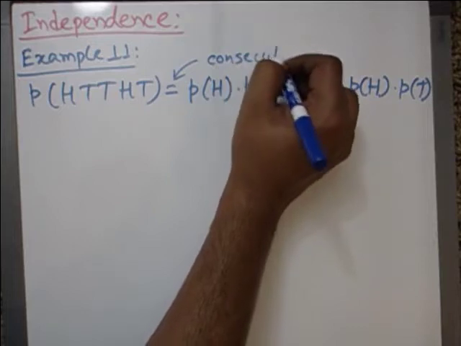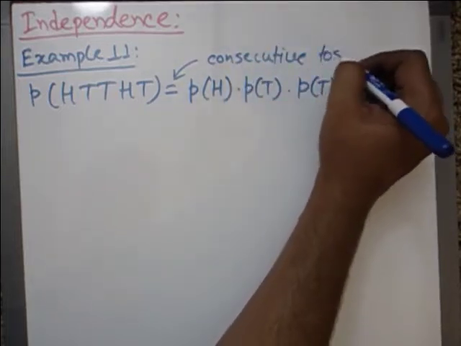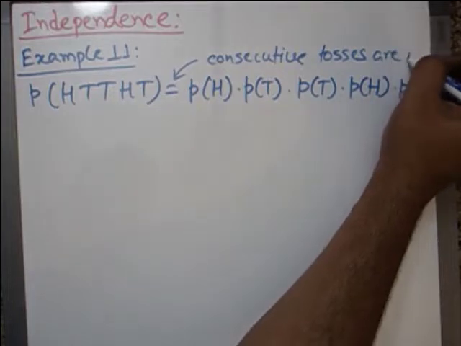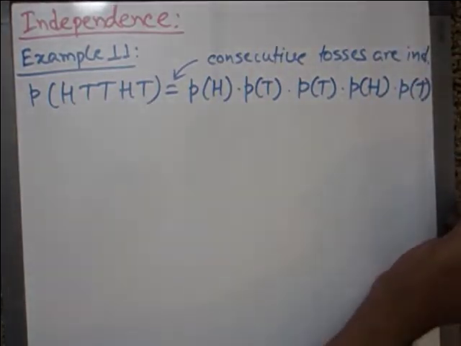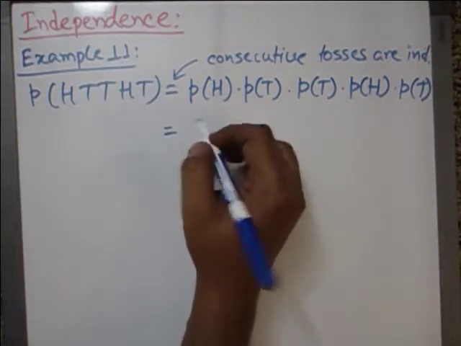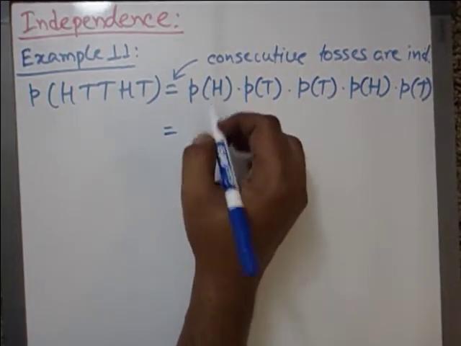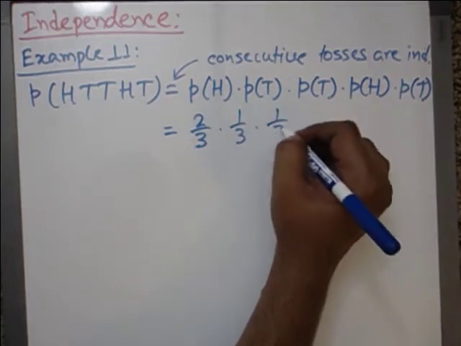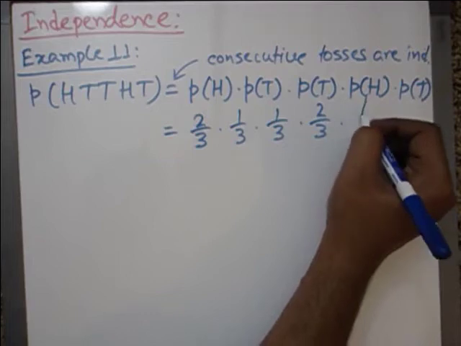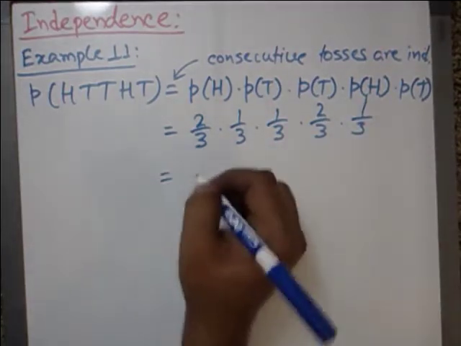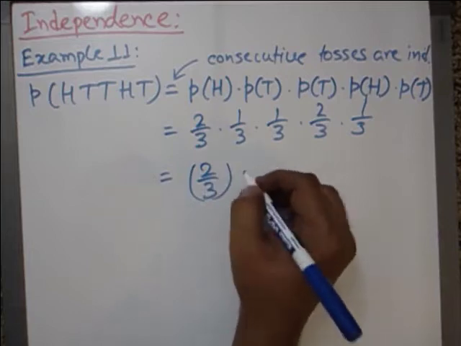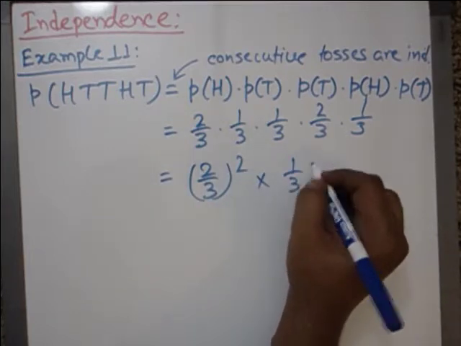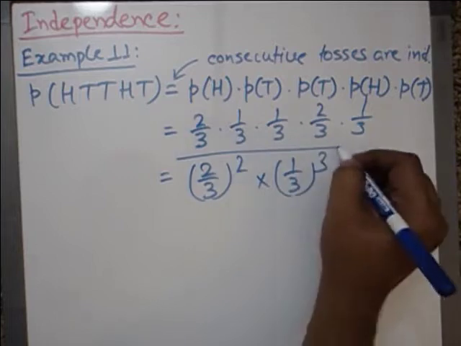Consecutive tosses are independent. The outcome of one toss does not depend on the previous one or the next one. That's why we can do that. Now that we can do that, probability of head is just 2/3, tail is 1/3, tail is 1/3, this is 2/3, this is 1/3. So 2/3 squared times 1/3 cubed. That's the answer.